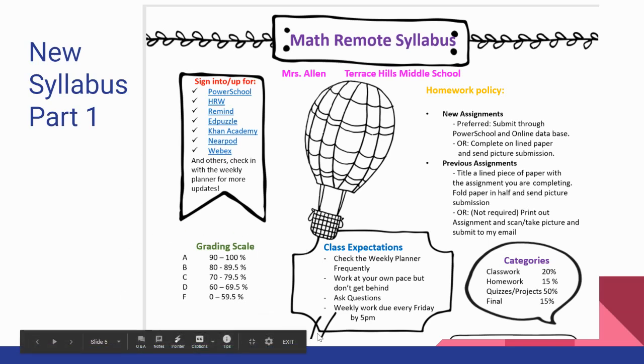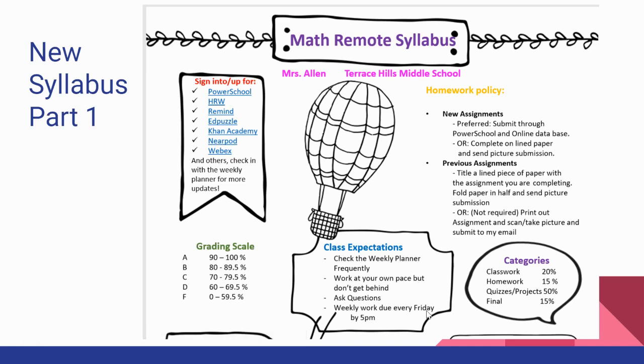Same grading scale. Your expectations are to check your weekly planner. Everything is done online and I don't check it until Friday at 5. So if you want to do everything on Monday, sure, go ahead. If you want to do a little bit each and every day, that's fine. If you want to do everything Friday morning, that's fine too. I wouldn't recommend that just because I don't want you guys stressing out. But do it at your own pace. Try to stay on task weekly.